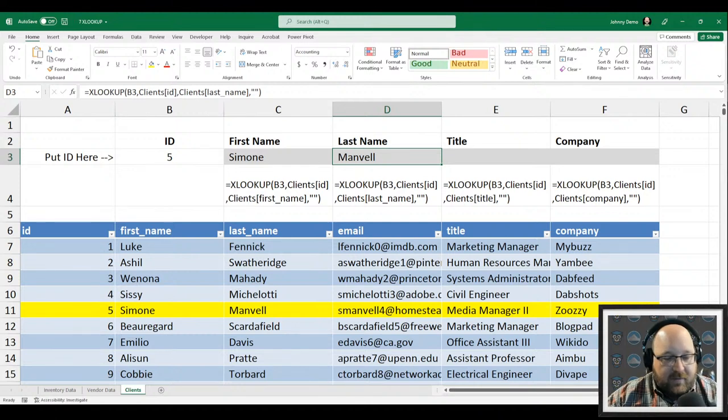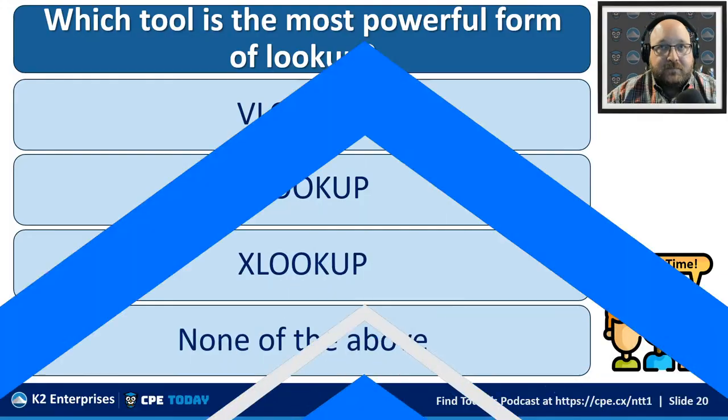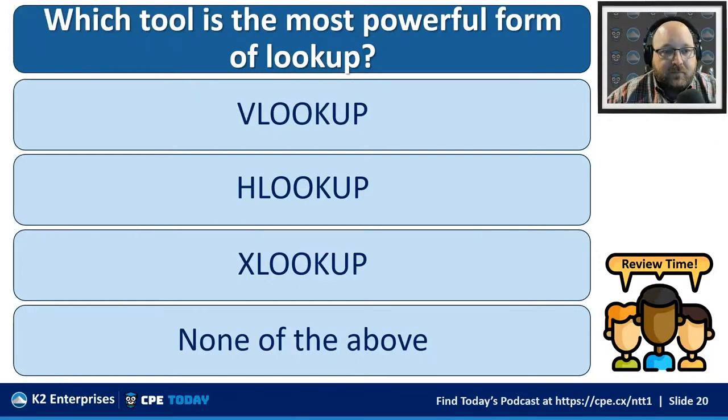Let's go ahead and have another review question. Well, this should be no shock to anybody here. Which tool is the most powerful form of lookup? Is it VLOOKUP? No way. Is it XLOOKUP? No way. Is it INDEX and MATCH? Although that's not listed. Nope. All of those have limitations. Either they're slow, or they can only search to the right of your data. But you know what can do all of them? That's going to be your XLOOKUP. That would be the lookup that I would choose to use going forward.